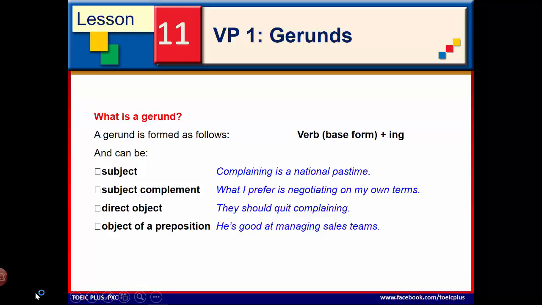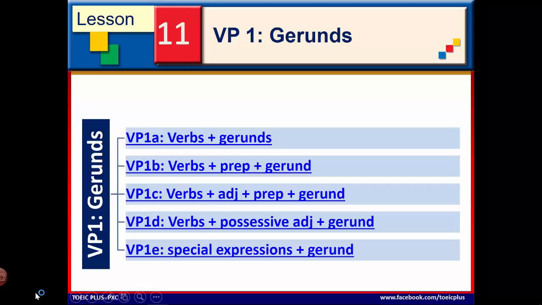So, gerunds can be subject, subject complement, direct object, or object of a preposition, and are formed by adding ing after the verb. All right. Now we have five other patterns for gerunds. So we have VP 1A, B, C, D, E. Say VP 1A: verbs, gerunds. 1B: verbs, preposition, gerund. 1C: verbs, adjective, preposition, gerund. 1D: verbs, possessive adjective, gerund. 1E: special expressions, gerund.